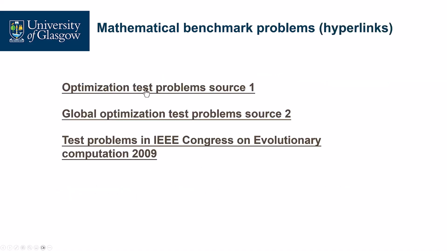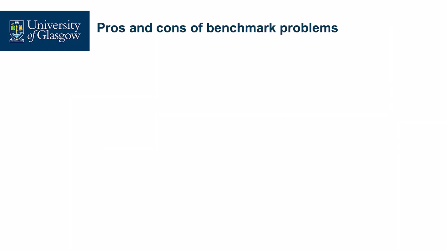Here I provide 3 hyperlinks. When you click them, you can find more about the widely used benchmark problems, and then the pros and cons of them. A first benefit is that they can provide a quick evaluation of an algorithm to see if it's okay or not, right? If you find a relatively easy benchmark problem, but your algorithm doesn't work, you might need to first see what happened before using it on an engineering problem, right?